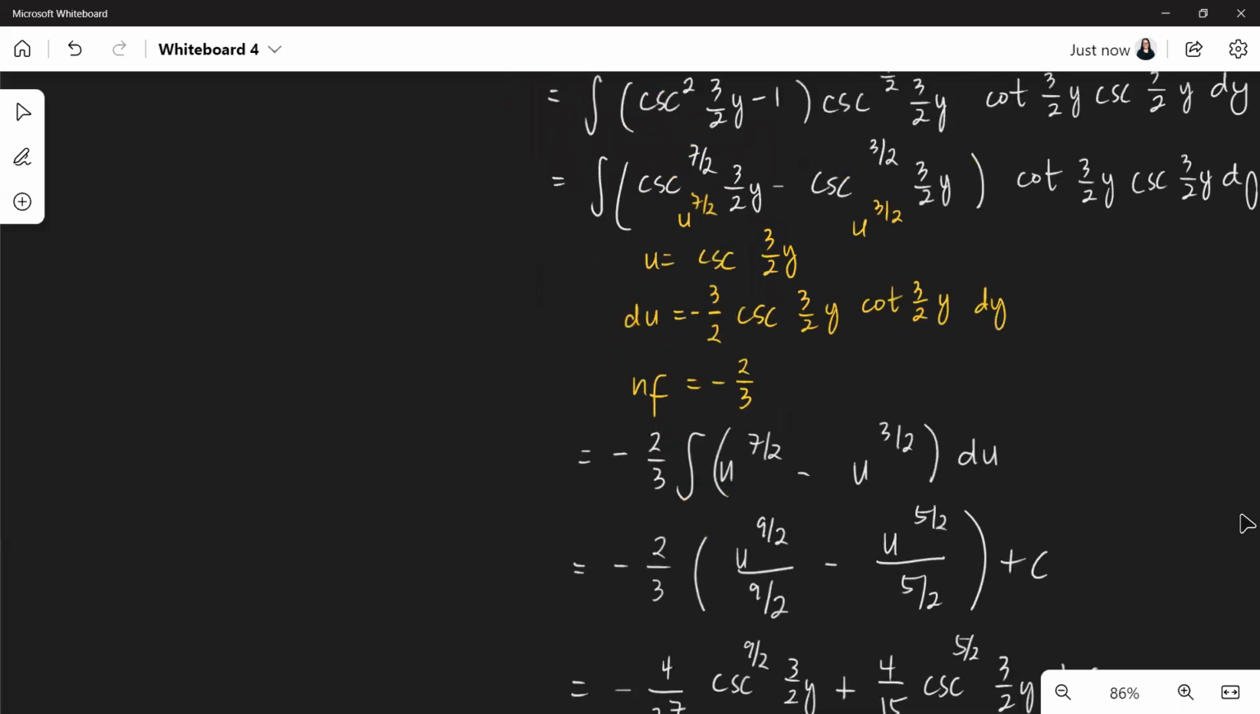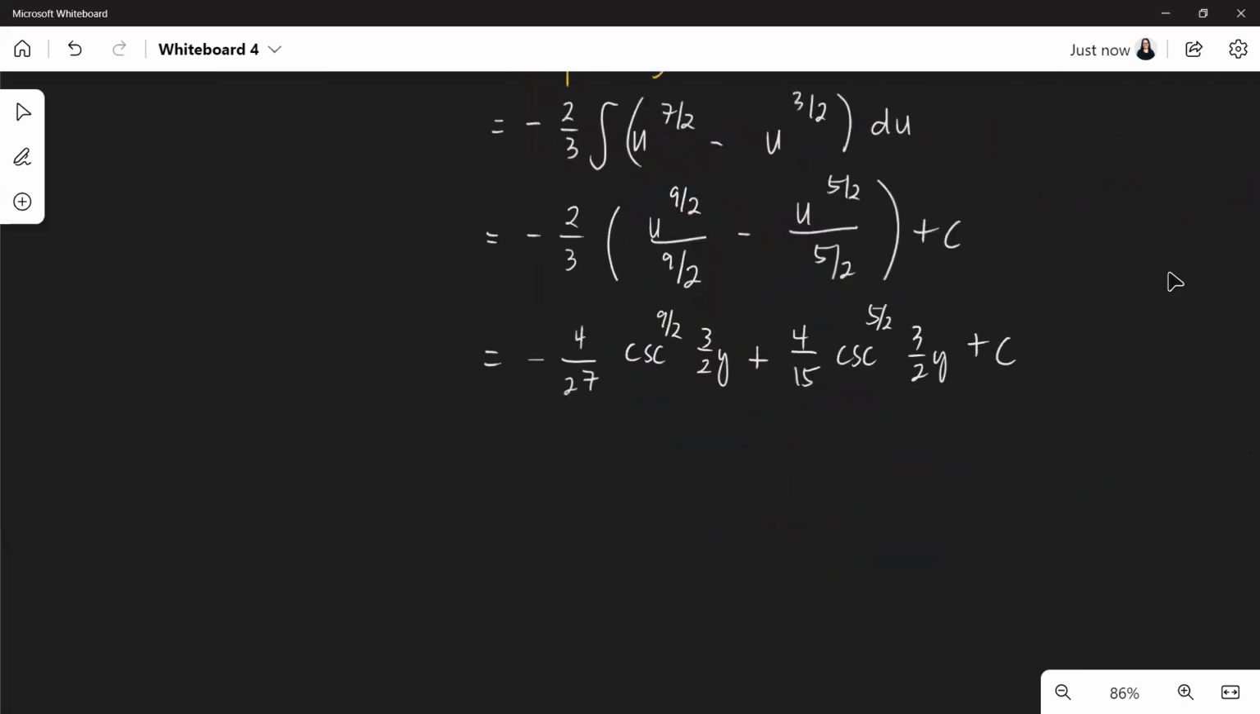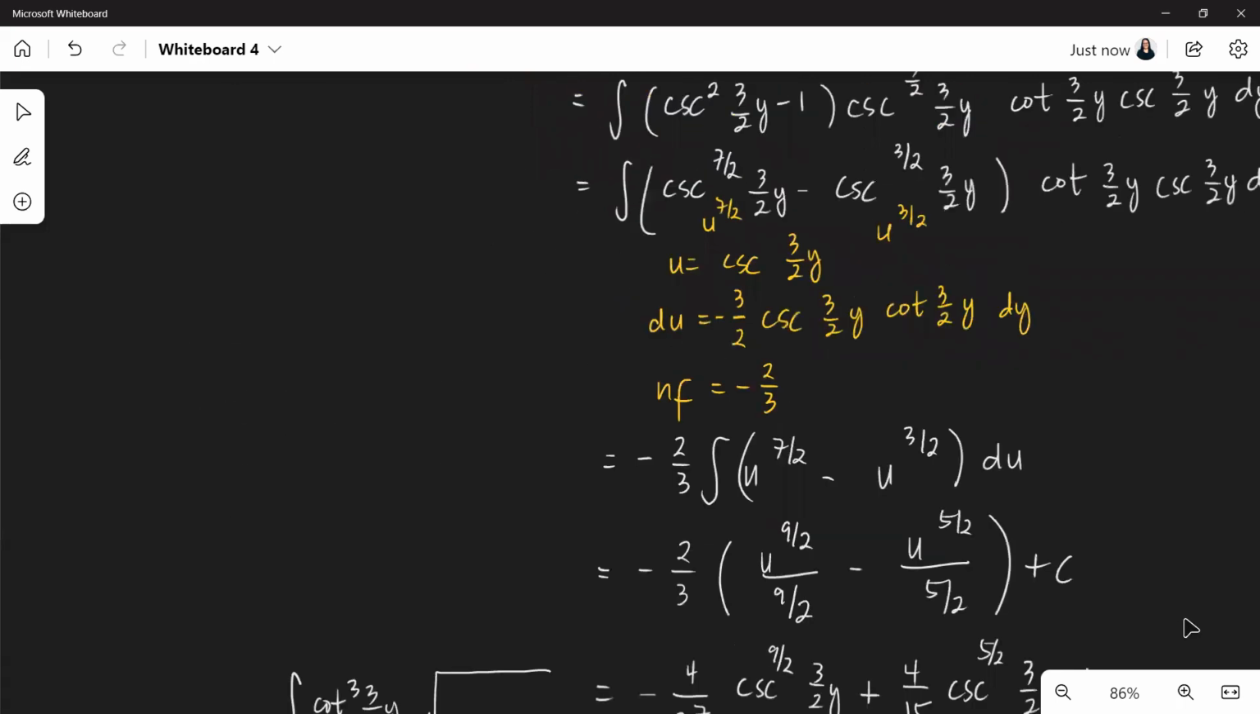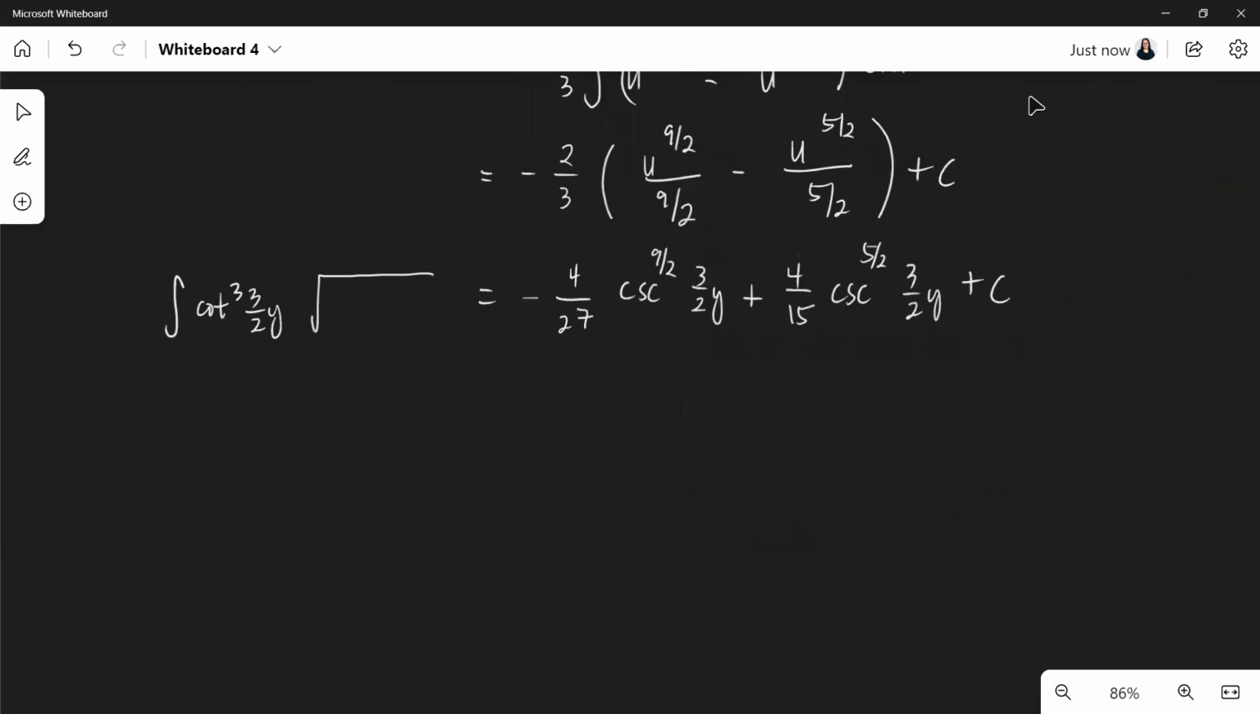So this is the integral of cotangent cubed 3 halves y and square root of cosecant raised to the power of 5, dy.